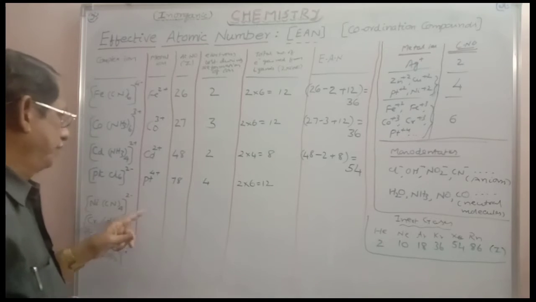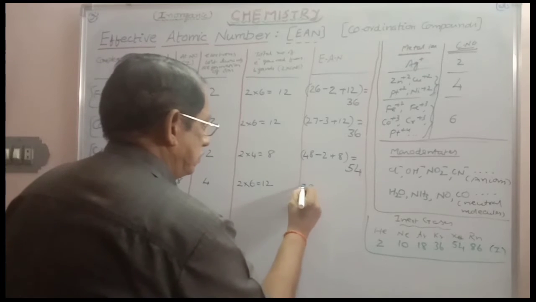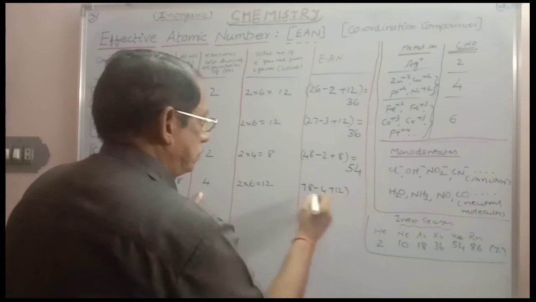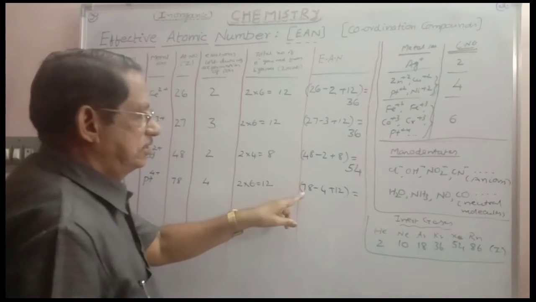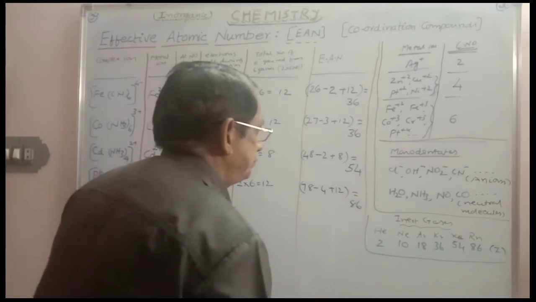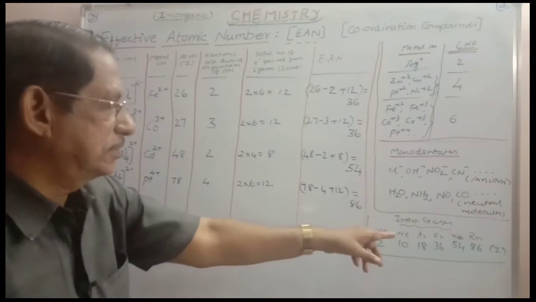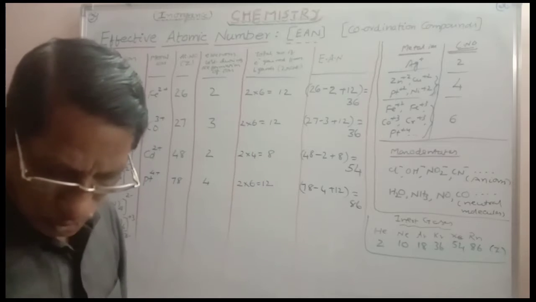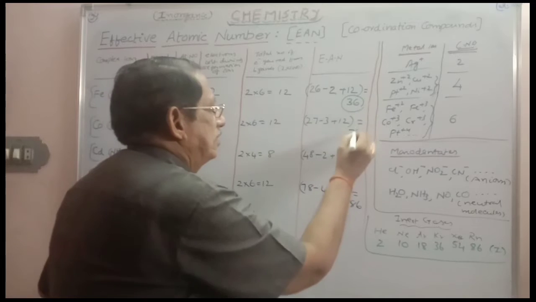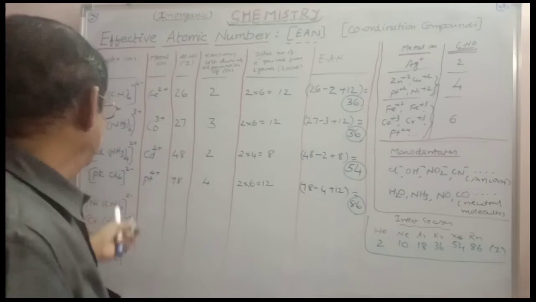And here, what is the effective atomic number? 78 minus 4 plus 12. How much is it? 78 minus 4 is equal to 74. 74 plus 12 is equal to 86. In this way, you got the electron configuration of radon, an inert gas. So all these are attaining stability by reaching the inert gas configuration. These are the effective atomic numbers for the metal ions in these complex ions.